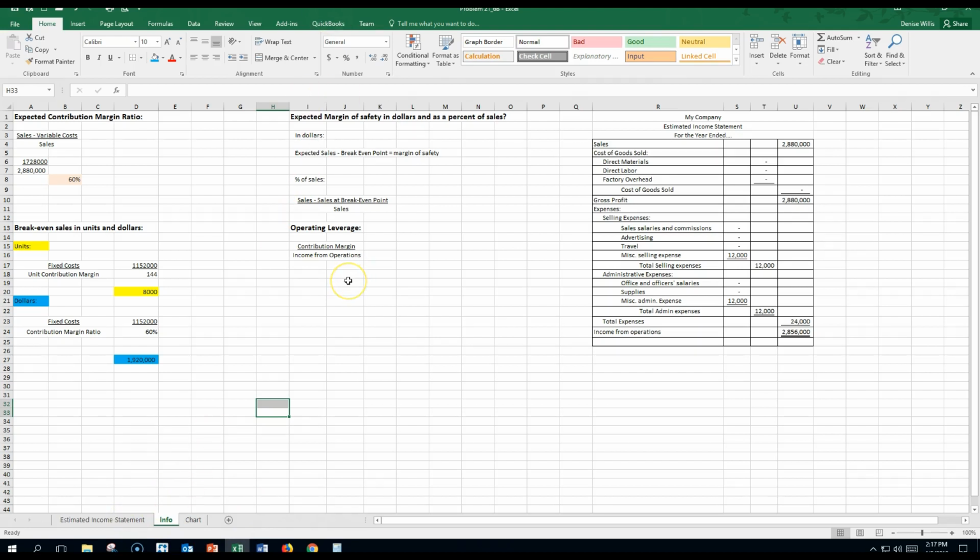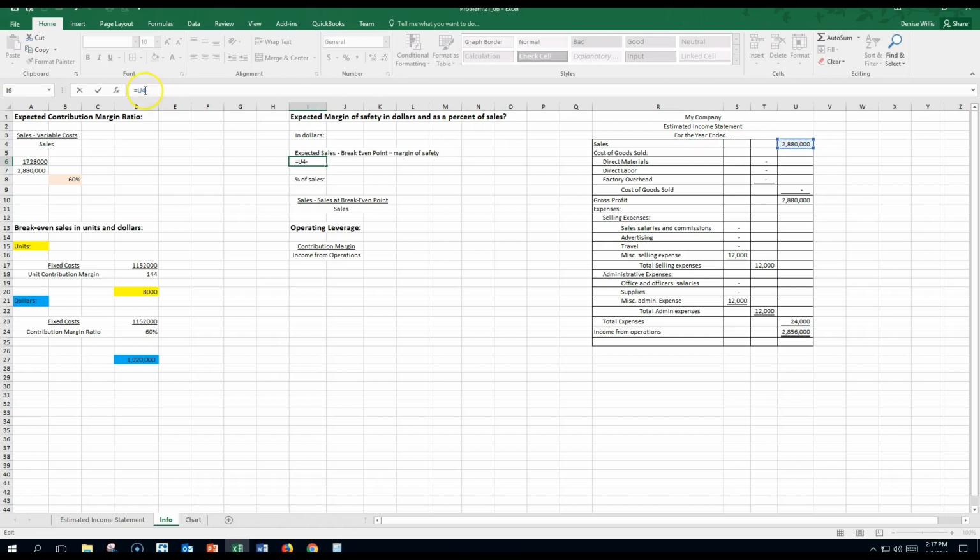I'm going to go ahead and finish this out and then go back to the cost volume profit chart. So the next one: what is the expected margin of safety in dollars and as a percent of sales? This right here is the expected sales minus the sales at break-even point. That's our margin of safety right there. So what is our expected sales? That is this number right here. Now what are our sales at our break-even point?